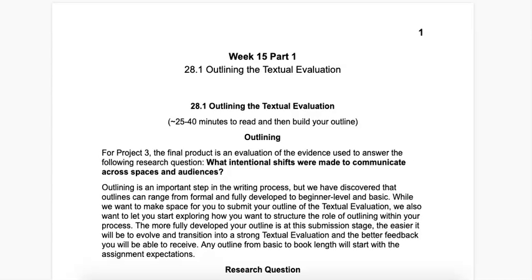Week 15, Part 1. 28.1, Outlining the Textual Evaluation. Outlining.